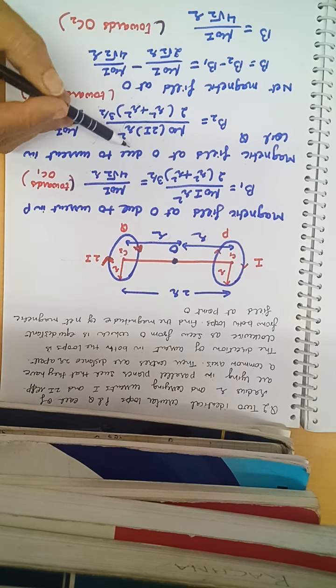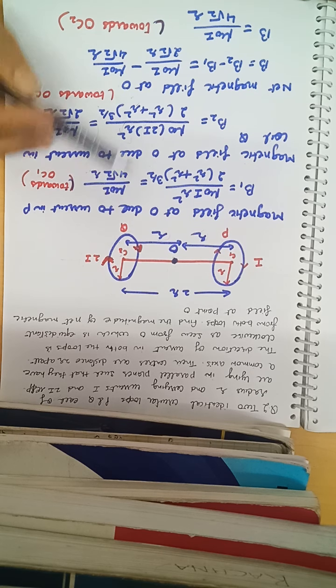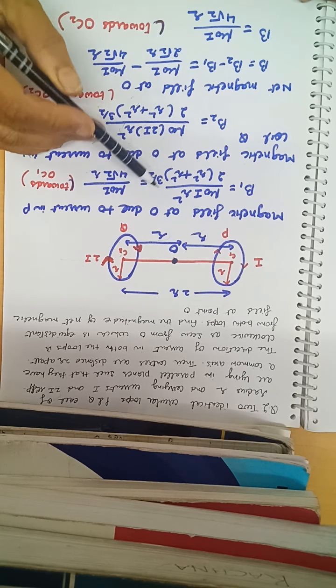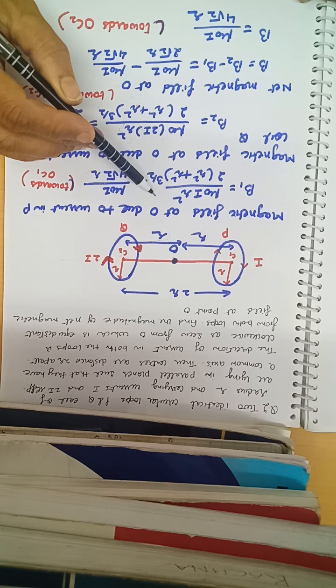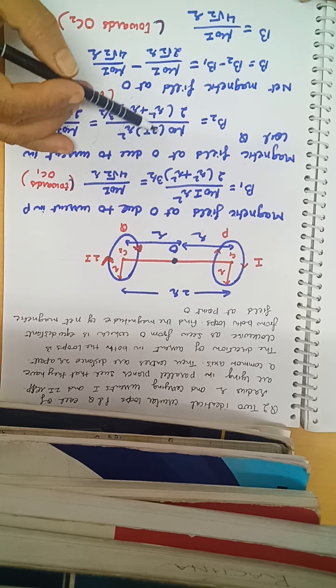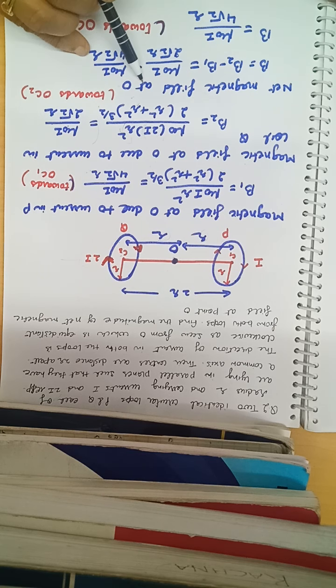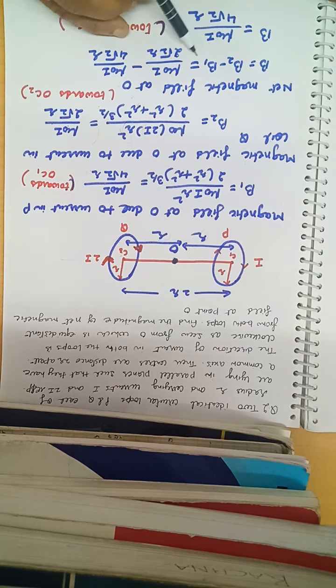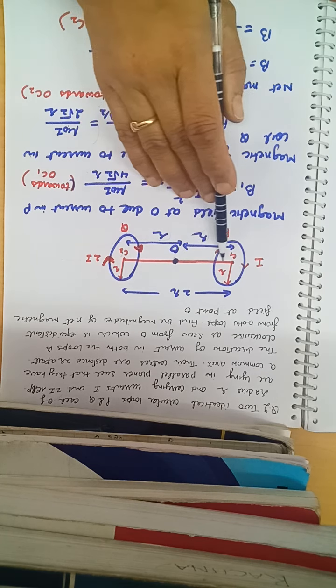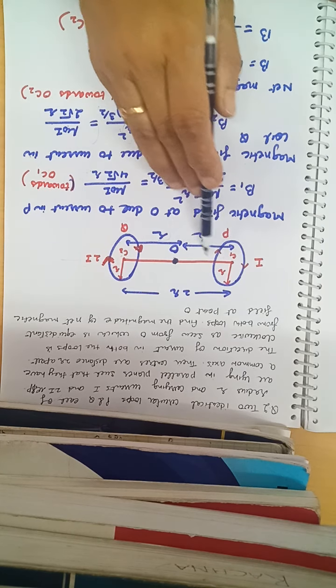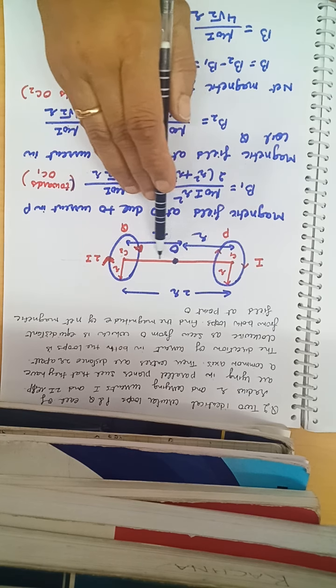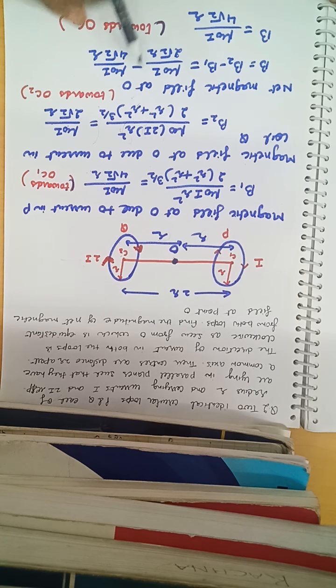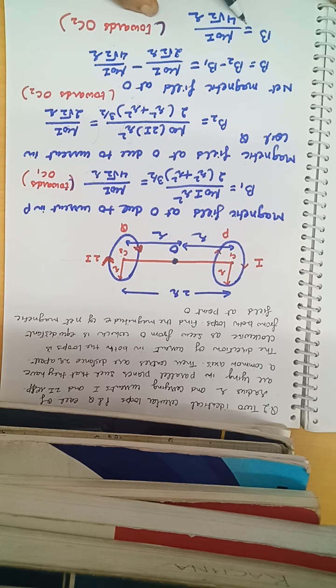See, in these two expressions, this is the current 2I and this is the current I, but naturally B2 is greater than B1, because here you have 2I. So the net magnetic field at the point O you will get by the difference of these two, because both the magnetic fields are in the opposite direction. This is towards OC1 and this is towards OC2. So take the difference of these two expressions, and by solving it you will get B equal to mu naught I upon 4 root 2 r.